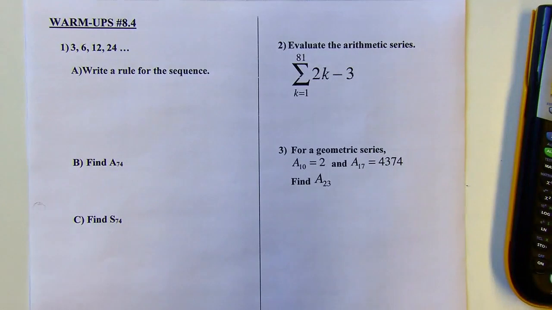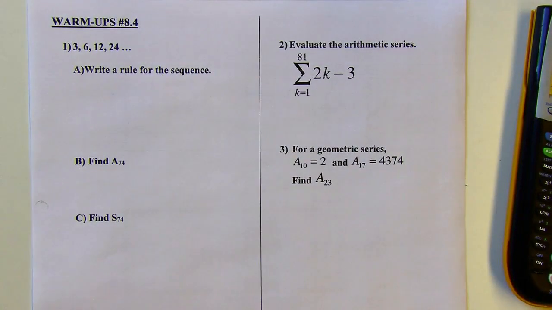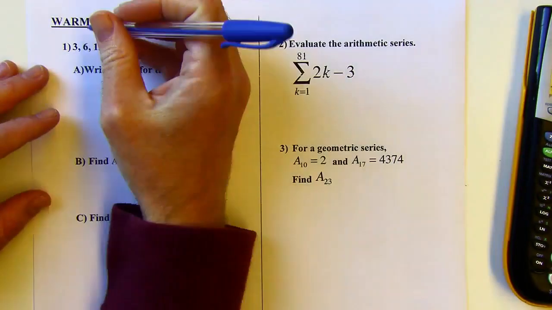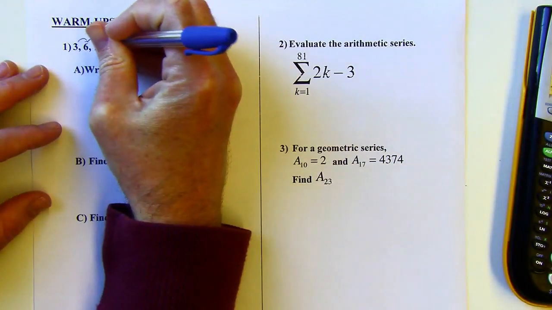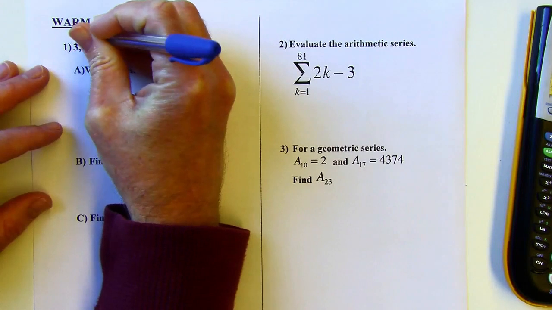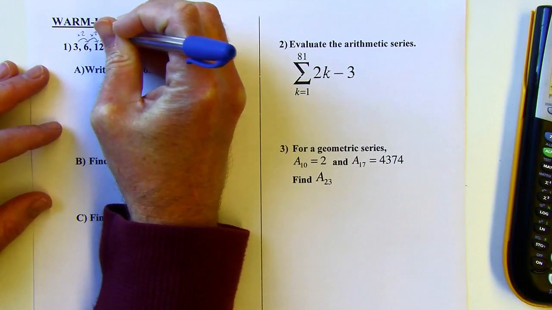Okay, here's warm-up 8.4. We're going to write a rule for this sequence. First I have to figure out, is this arithmetic or geometric? And this one, the pattern, it's doubling from term to term. We're multiplying by 2. That means it's going to be geometric.